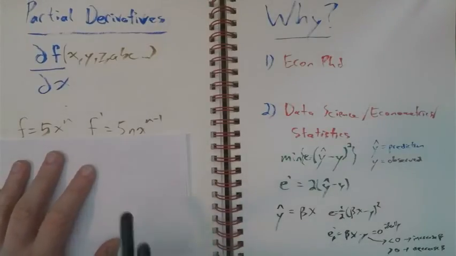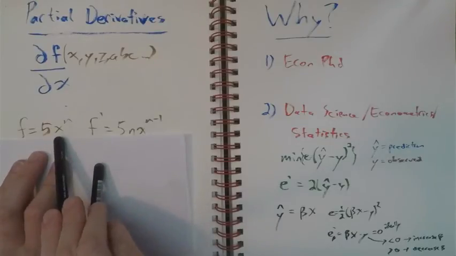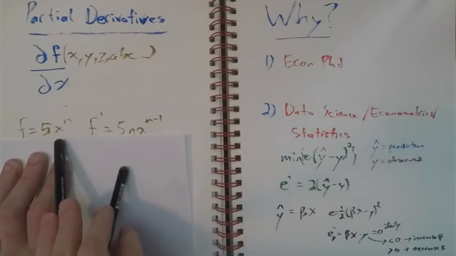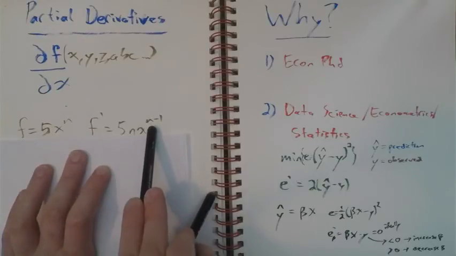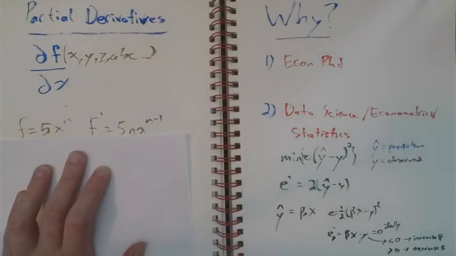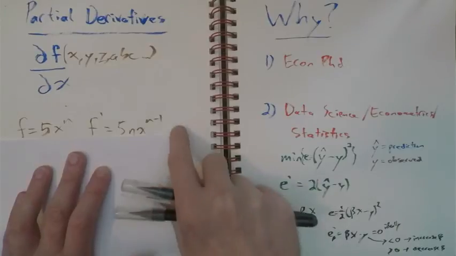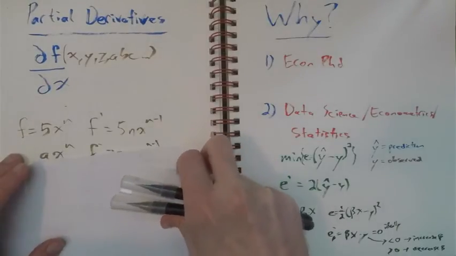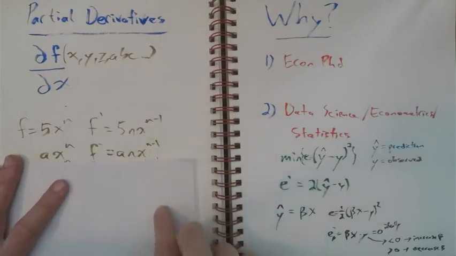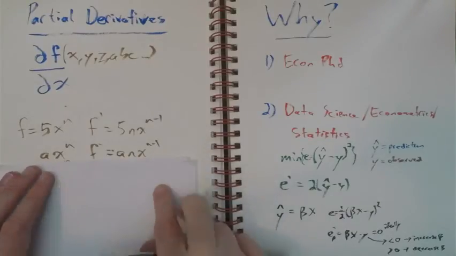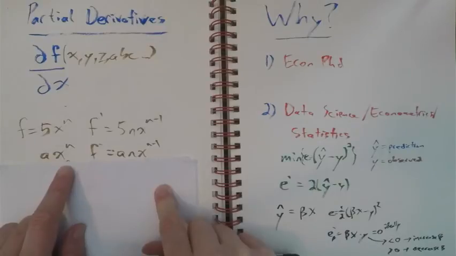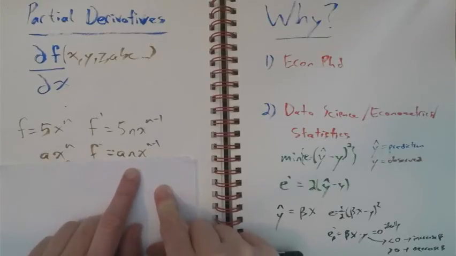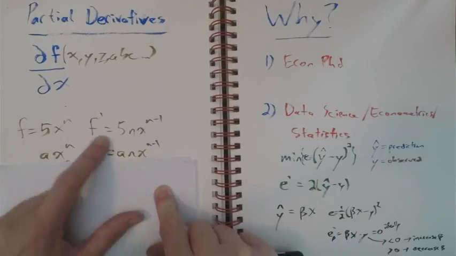So if we want to take a derivative with respect to x, right, we've got 5x to the n. F prime is 5 times n times x to the n minus 1. Power function rule, piece of cake, no problem. If we do that for some variable a, let's say a is just some constant. Let's say a equals 5. Well, our derivative of a times x to the n is a times n times x to the n minus 1. Same as up here.